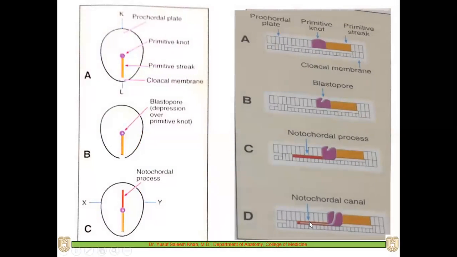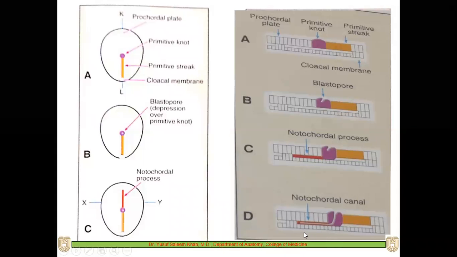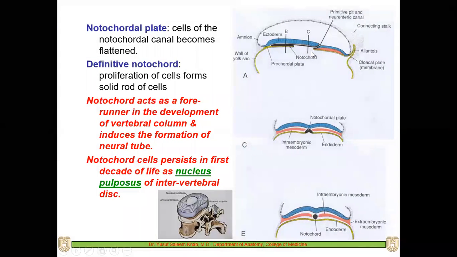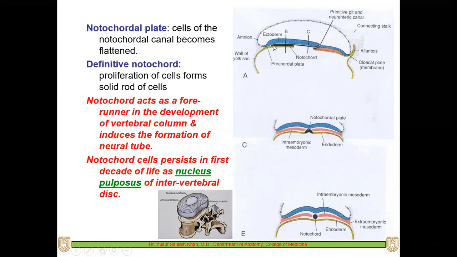Now what happens? It will break down in the lower part. The upper part is already open. The lower part here all breaks down. Now if you see here in the picture, this is the same embryo. These are the epiblast, which form the ectoderm. Here is the endoderm, and in between is the mesoderm. So here the notochordal process formed, then the notochordal canal. Now the floor of this disappears.